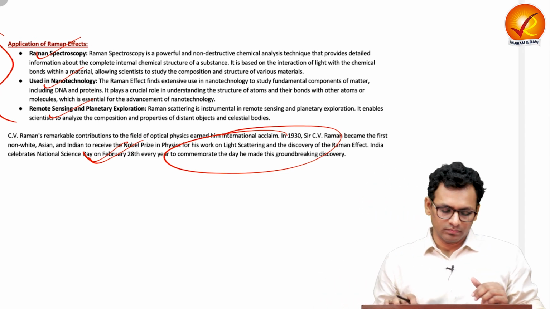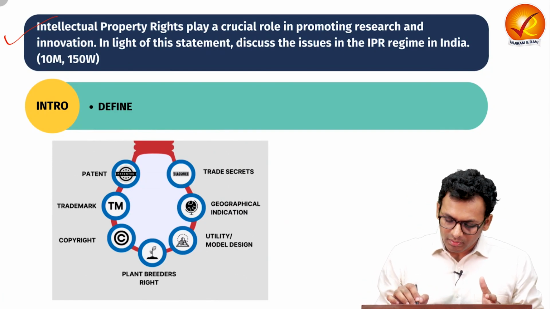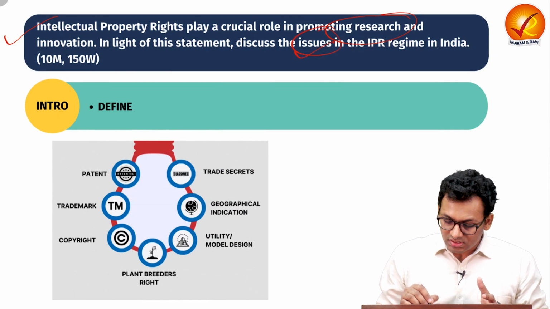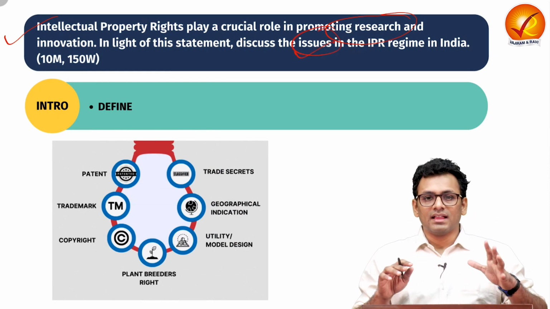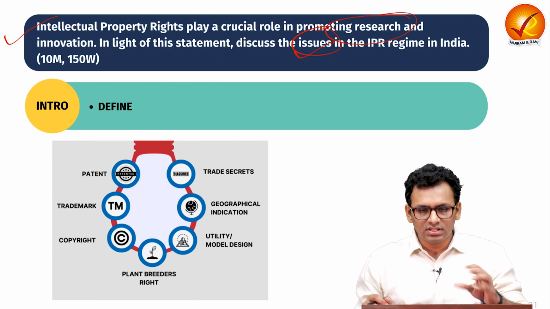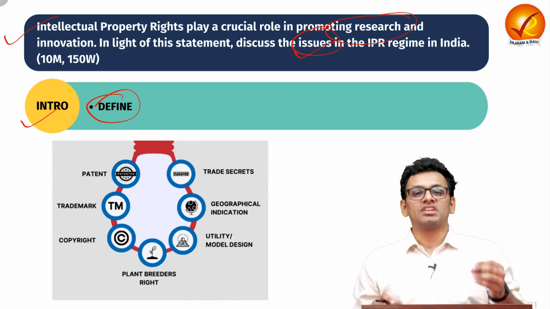Let's move to question number 2. Question number 2 says: intellectual property rights play a crucial role in promoting research and innovation. In this statement, discuss the issues in the IPR regime in India. As we have witnessed, IP rights are very explicitly mentioned in the syllabus. You need to understand and define IP rights as creations of the mind.